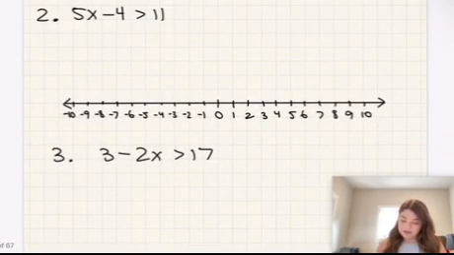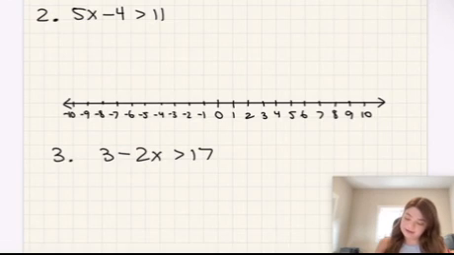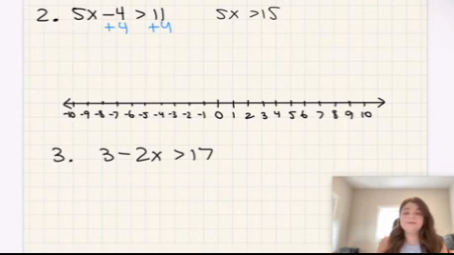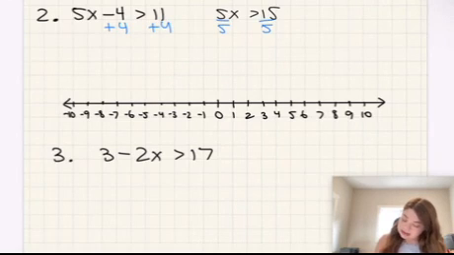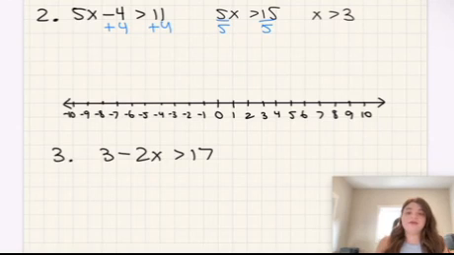Okay, so in this next example, it's 5x minus 4 is greater than 11. So first thing I'm going to do is add 4 to both sides, and we're going to have 5x is greater than 15. Then I'm going to divide both sides by 5 to get x is greater than 3. So 3 is our boundary.